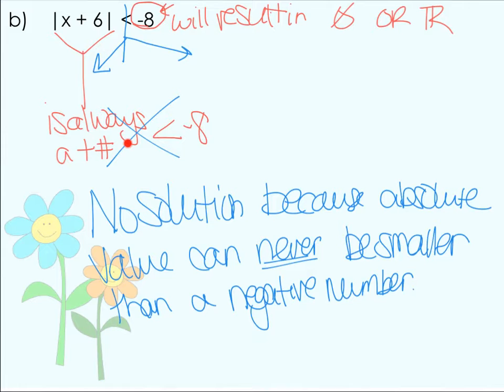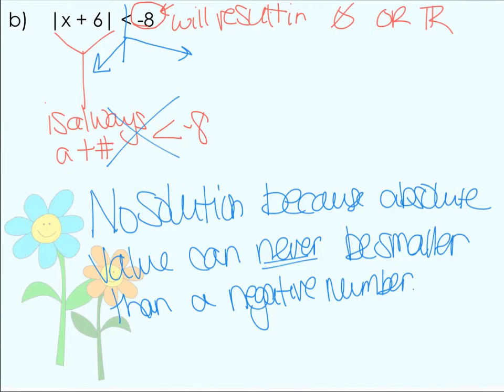How we decide which one it is, we think this side has to be positive. So is a positive number ever less than negative 8? If you say no, that can never happen, that's a no solution. If we were able to at some point say yes to this, that would be an example of all real numbers. And again, we'll see one of those at some point today. But this one, the absolute value can never be smaller than a negative 8, so this will never work.